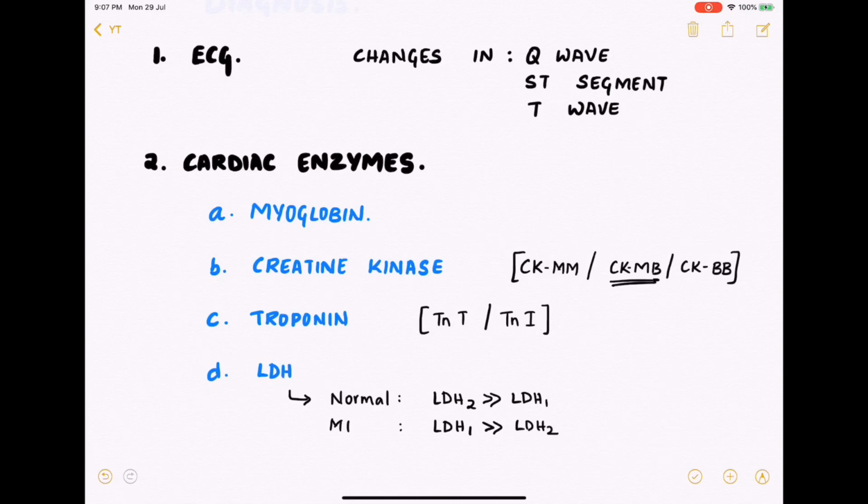Next, we have cardiac troponin. In this, we have troponin T and troponin I, both of which are raised in the case of MI. But troponin I has more relevance or importance in diagnosis of MI. Next, we have lactate dehydrogenase enzyme. Again, in this, we have two isoenzymes, which is LDH1 and LDH2. Normally, LDH2 is seen in much greater quantity than LDH1 in serum. But in myocardial infarction, we see that LDH1 is greater than LDH2.